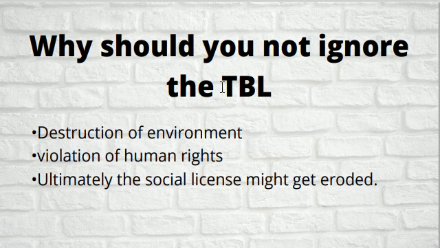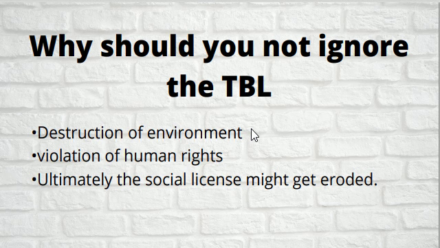Then we have, why should you not ignore the triple bottom line or the TBL? Firstly, it will lead to destruction of the environment, because the triple bottom line talks about three things, that is the profits, the people and the planet. When you ignore people and the planet, you are more likely to ignore the environmental impact of your business, which might ultimately lead to destruction of the environment, because then your primary motive is to generate profit, and it might come at an environmental cost.